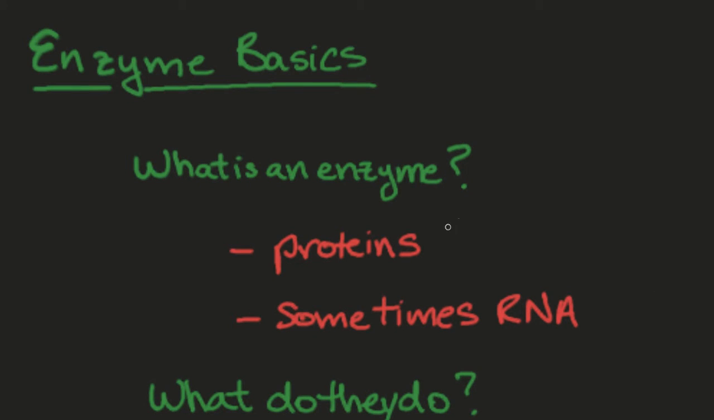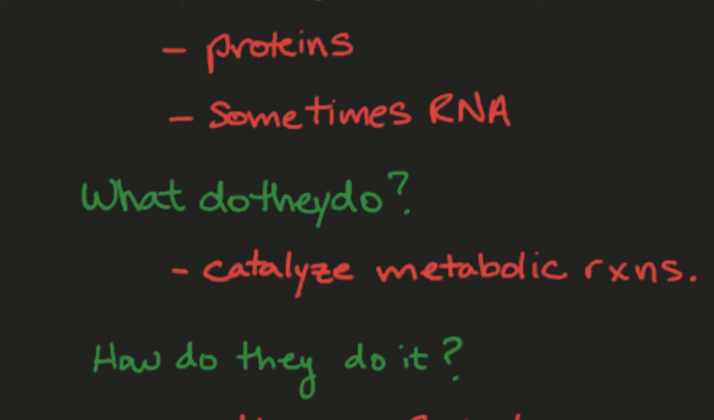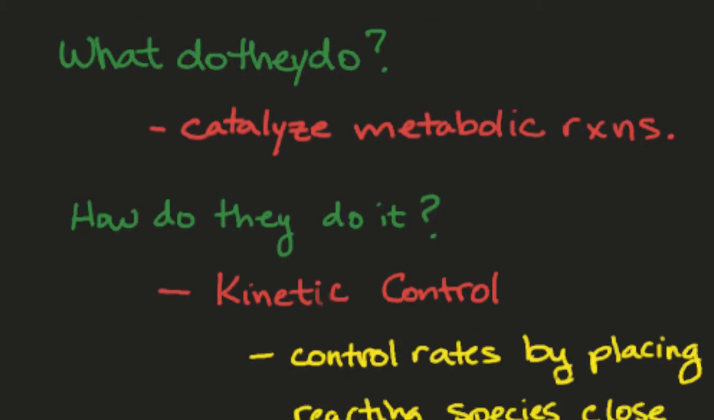Today we're going to look at some basic underlying concepts dealing with enzymes, and discuss some terminology you should be familiar with in order to be able to discuss enzymes proficiently. So what is an enzyme? Well, most enzymes are proteins. Sometimes we've got RNAs that act like enzymes. What do they do? They catalyze metabolic reactions. And how do they do it?